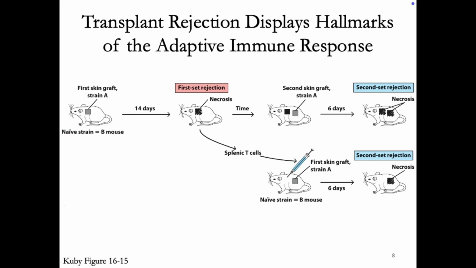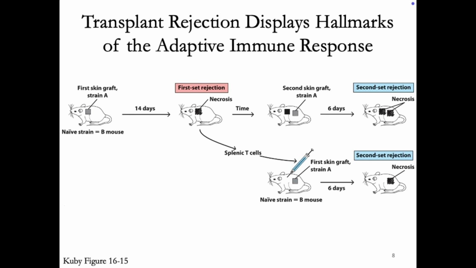And if you just look at that phenomenon, you can see this looks like it might involve an adaptive immune response, because you're seeing this improvement in the response over time. The response is getting faster as the mouse sees the antigen again. And so this makes us start to think something's going on here with an adaptive immune response.